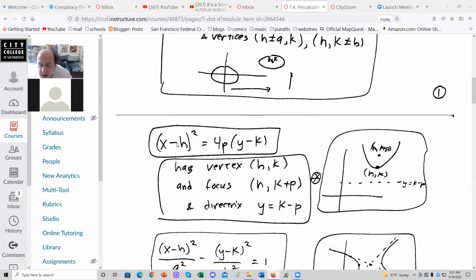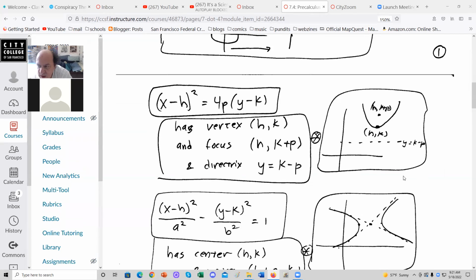Here we have x minus h squared equals 4p times y minus k. That's an equation of a parabola. And shift its vertex to h by k. So it was 0 by 0, moves to h by k. Focus is h by k plus p. Directrix is y equals k minus p. Everything shifted over h and k.